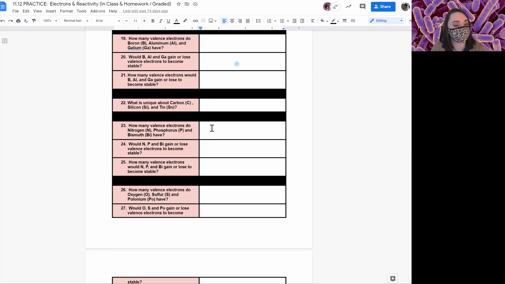3. Okay, so let's make sure we understand why, right? We need that outer ring to have 8 valence electrons to be stable. So if it currently has 5, we have to think, how many more do I need to equal 8? That would be 3.